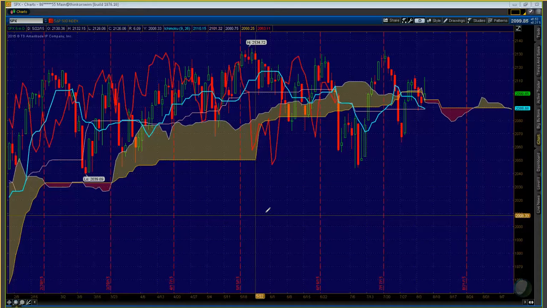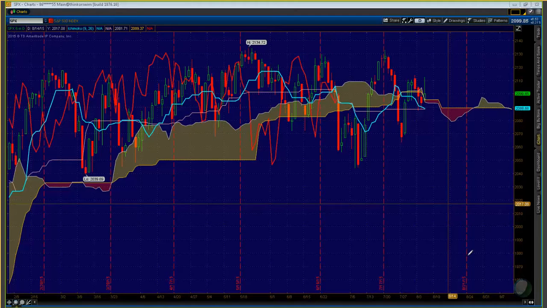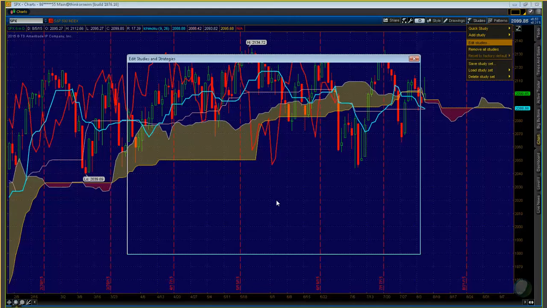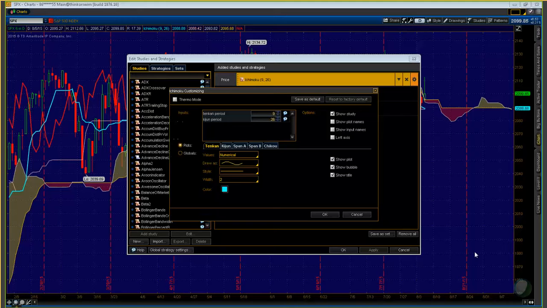So Ichimoku stands for equilibrium at a glance, and the indicator is really slick because it gives you the past, present, and the future. So let's break down each indicator and see what it tells us and how it's formed. So we're just going to edit the studies, and I'm going to start out by displaying just the Kumo, or the cloud.